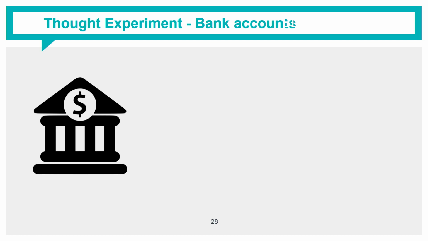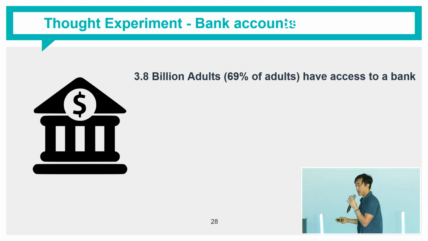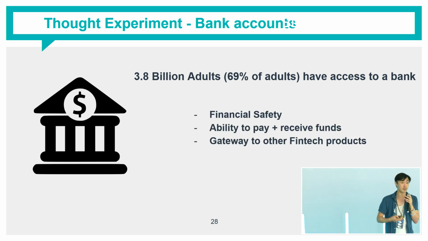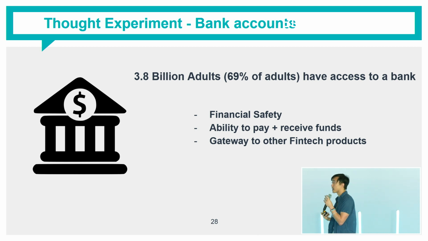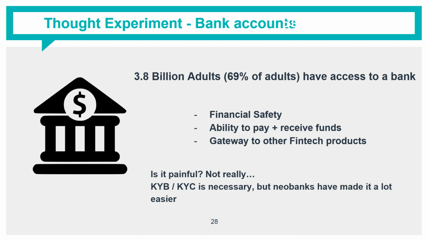Now let's go for a nice little thought experiment to end this conversation off. In the world right now, for bank accounts, there's probably about 3.8 billion adults, which is about 69% of adults, who have access to a bank. So why do people open up bank accounts, right? What's that motivation that we just talked about? Well, maybe financial security. It makes it really easy to send and receive funds, right? It's the gateway to other fintech products. And how hard is it to open up a bank account? Well, it's not too bad, right? Neobanks have made it a lot easier. KYB and KYC is necessary, don't get me wrong, but it's pretty smooth.